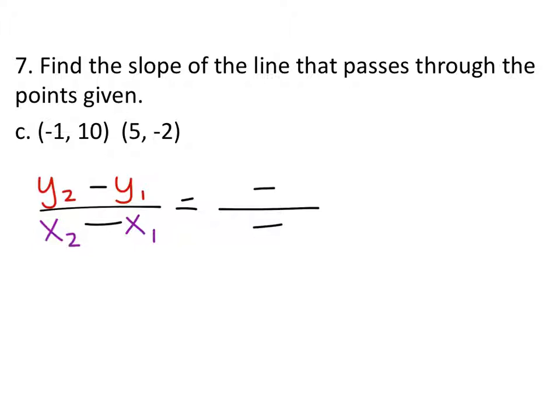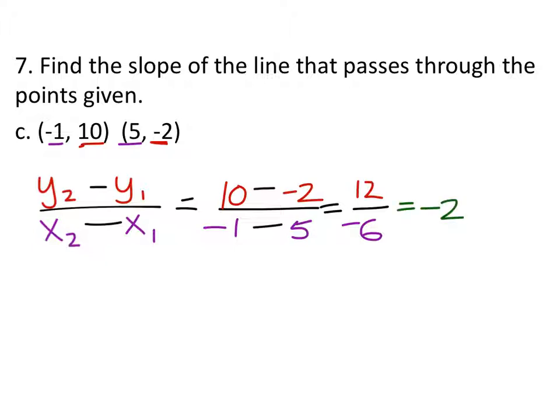So the y values, again, it's the second value in each of these sets of parentheses. So I've got 10 minus -2. And the x values, we got -1 and 5. So 10 minus -2, that would give us 12. And -1 minus 5 would be -6. So the rise is 12, the run is -6. 12 divided by -6 is -2. There it is.